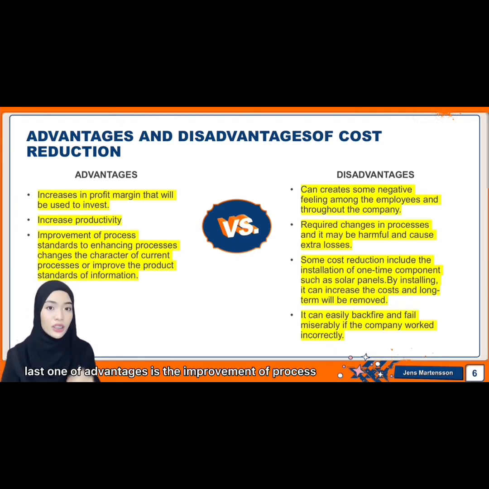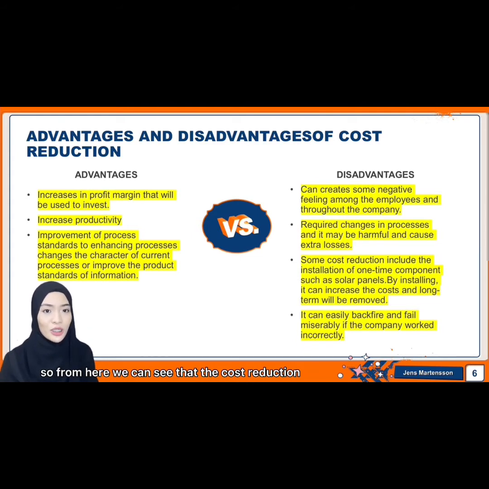Last for the advantages is the improvement of process standard. Enhancing processes changes the character of current processes, or improves the product standard of information. So from here, we can see that cost reduction helps in improving the standard of the processes, since improvising processes affects the nature of working of current processes, which improves the standard of formation of the product.